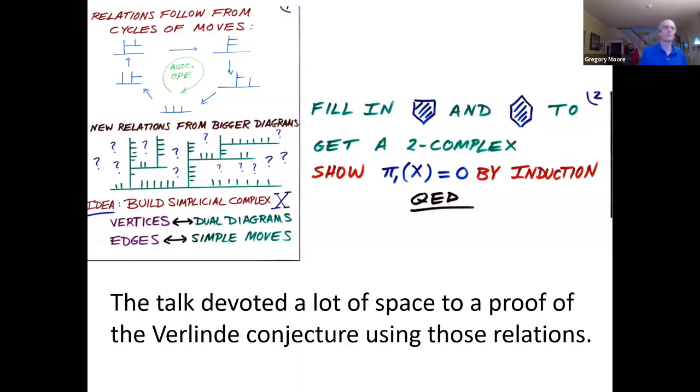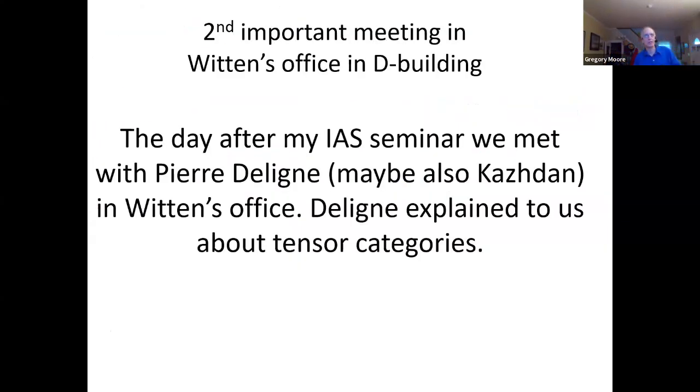And the talk devoted a lot of space to a proof of the Verlinde conjecture using those relations, which led to the second important meeting in Witten's office in D building. So the day after my IAS seminar, we met with Pierre Deligne and maybe also David Kazhdan in Witten's office. And I remember clearly Pierre Deligne explained to us about tensor categories and the importance of categories.